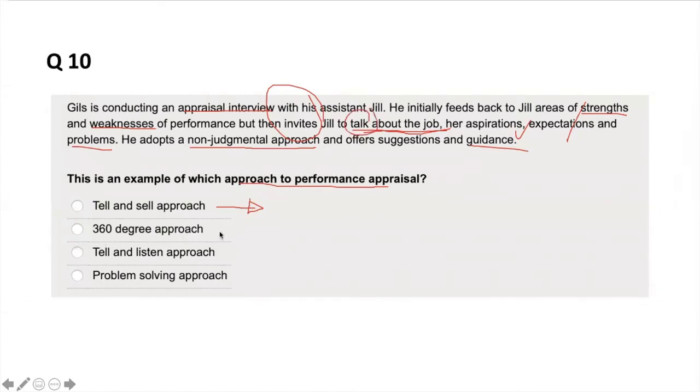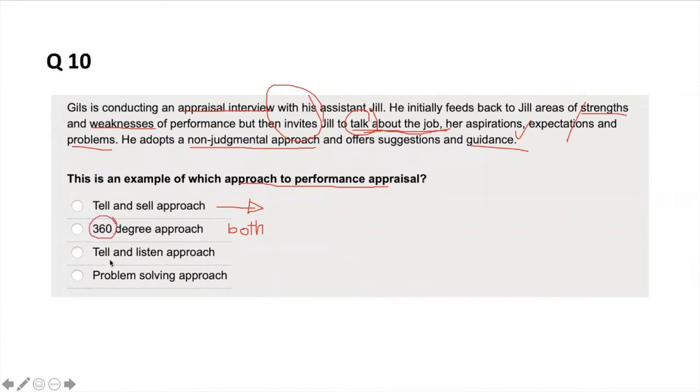The 360 approach is when both parties actually appraise each other, or everyone appraises the other. That's the 360 approach. So in this case, there is no situation where Jill is actually appraising Gilles and Gilles is appraising Jill. There's actually only one side talking about the appraisal interview, and then Jill is invited to talk about her job. So this is not the 360-degree approach where everyone appraises the others.